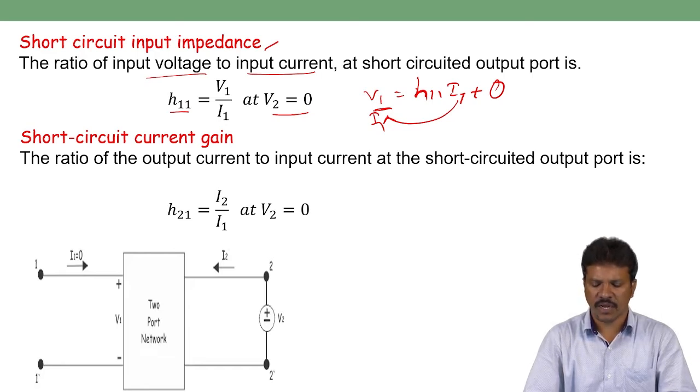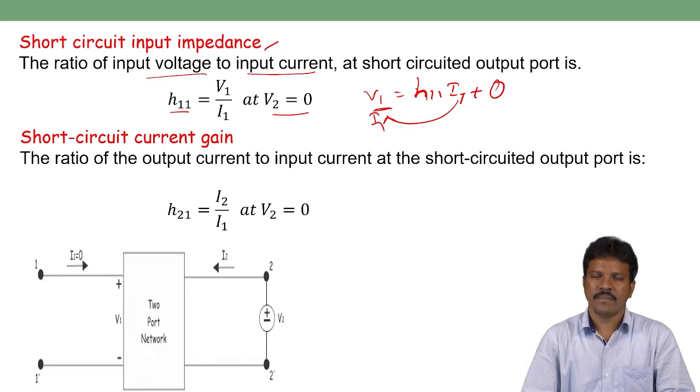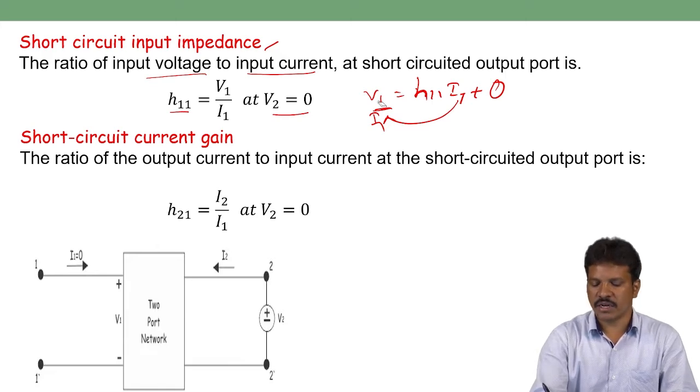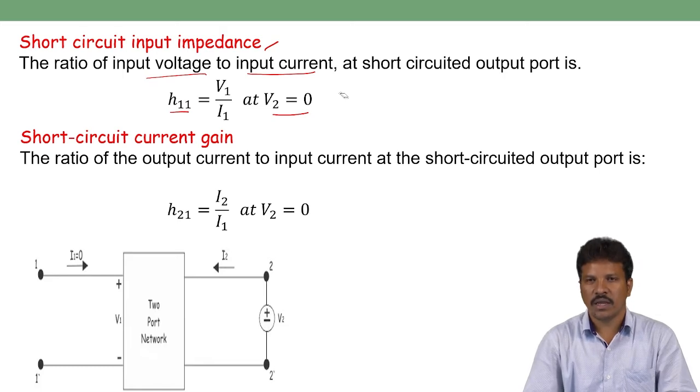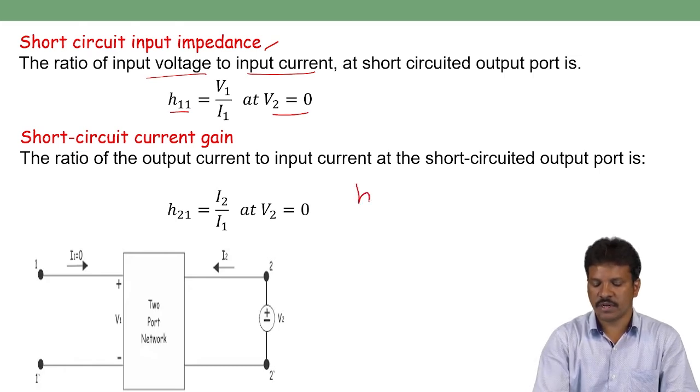Now let us see another parameter by keeping the output voltage 0. When we take the second equation of the H parameter model, I2 is equal to H21 I1 plus H22 V2, and V2 is equal to 0 in this equation, we get I2 equal to H21 I1.